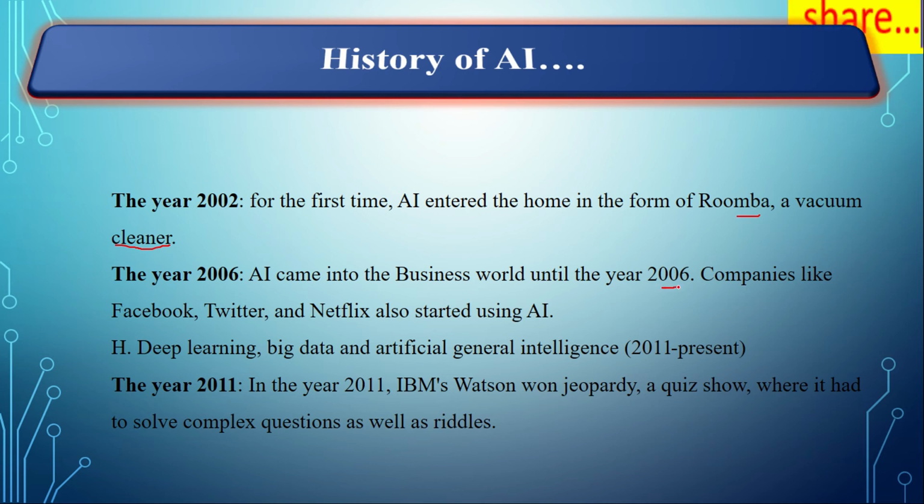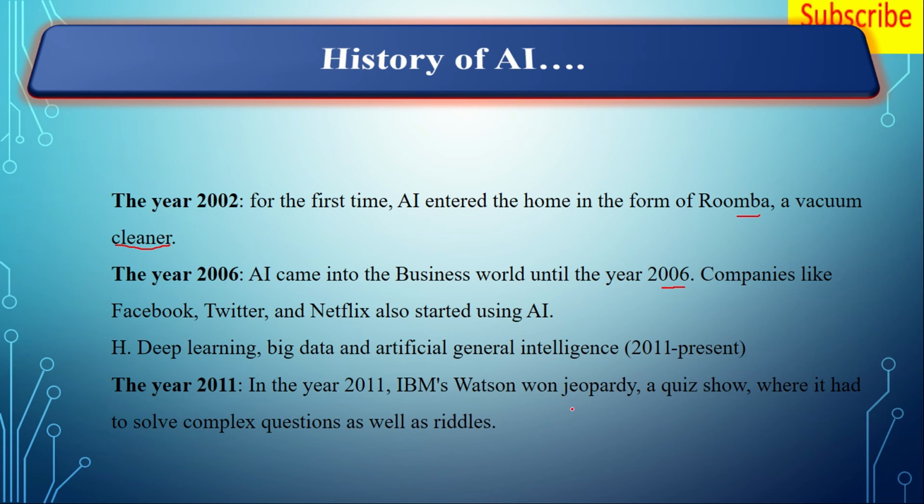Until the year 2006, companies like Facebook, Twitter, Netflix also started using AI. Now everything is moving towards advancement. At the beginning of 2000, deep learning, big data and artificial general intelligence, from 2011 up to the present, advanced step by step at high speed.